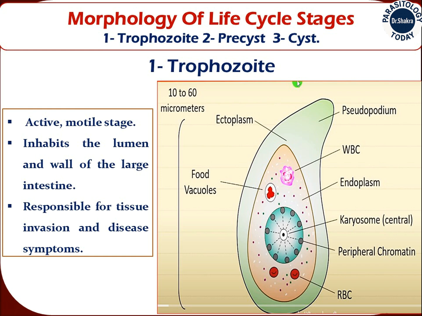The trophozoites inhabit the lumen and wall of the large intestine. The trophozoites may invade the wall of the large intestine and reach many organs.